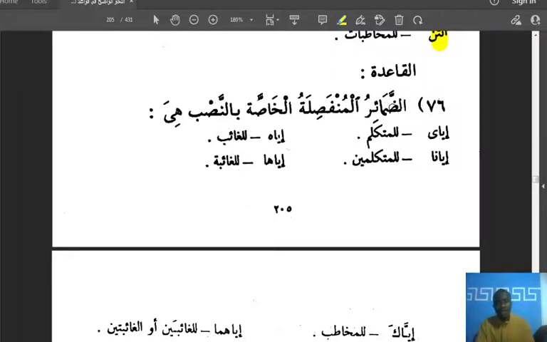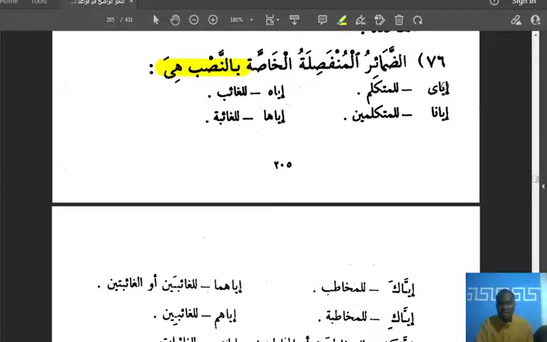It's the same thing. الضمائر المنفصلة الخاصة بالنصب. So those that are for nasb positions, like مفعول به, those ones are إيايا, إيانا, إياه, إياها. So you use the إيايا, to me. For إيايا farhabun, run to me. Iyana, towards us. Iyahu, towards him. Iyaha, towards her or to her.